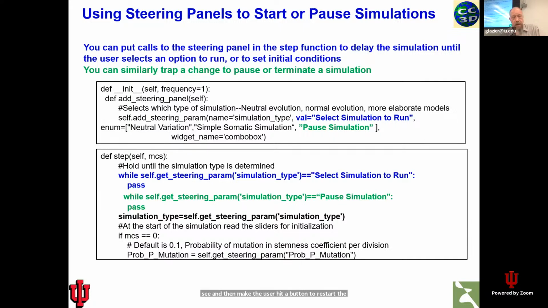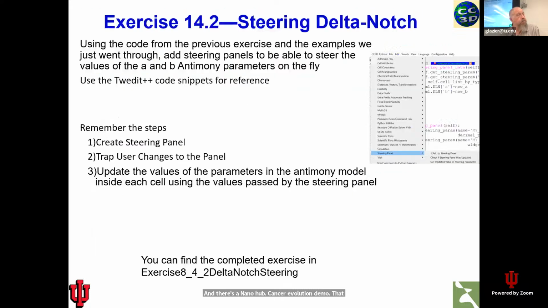There isn't, I believe, an obvious way to do a pause from inside of the simulation. I may be wrong on that one. There may be actually a pause simulation function inside of CompuCell. But in general, it's not something we do. In this case, for example, if you want to force the user to select which of multiple options in the simulation they're going to use before the simulation starts, you can do it this way. And there's a NanoHub cancer evolution demo that uses that functionality that you can try out.